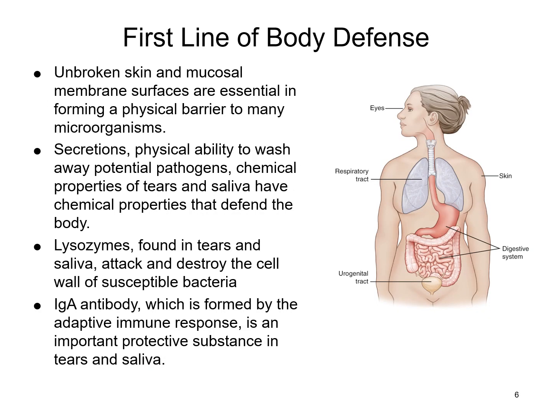Now, before a pathogen can invade the body, it must overcome the resistance that's already provided by the body in that first layer of defense. So the first barrier to infection is going to be unbroken skin and mucosal membrane surfaces. These surfaces are essential in forming some sort of physical barrier against those microorganisms, because this is where the foreign material is first going to be introduced to the host.